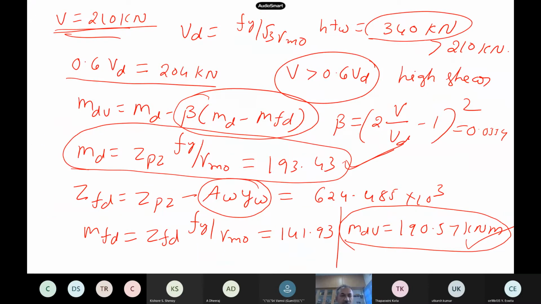Okay. So anyway, these steps I hope all of you have understood. Here in this problem, it is a high shear case actually. V is greater than 0.6 times Vd. So obviously this is the design bending strength.